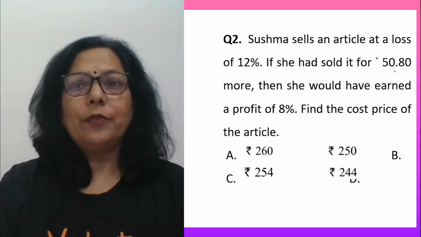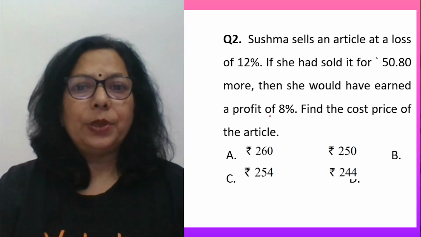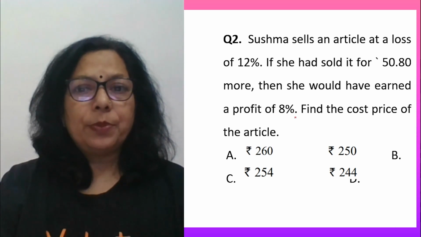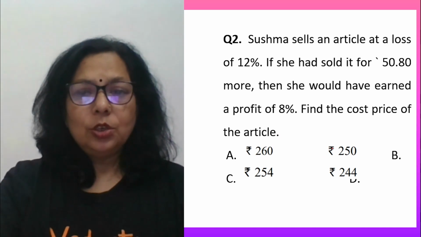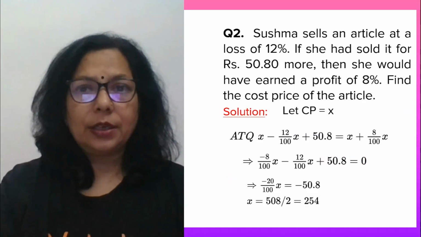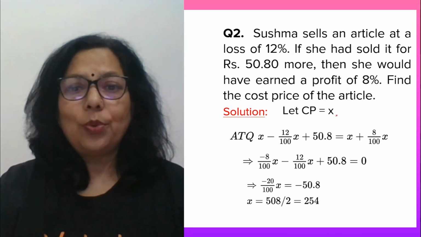Sushma sells an article at a loss of 12%. If she had sold it for rupees 50.80 more, then she would have earned a profit of 8%. Find the cost price of the article. Now you do not know the cost price, you know the selling price of an article. So let us suppose the cost price is equal to x.